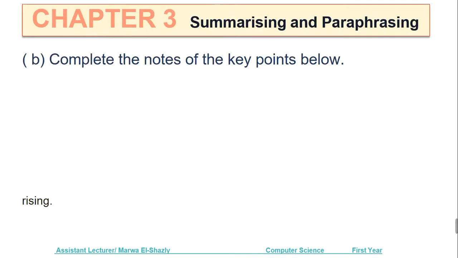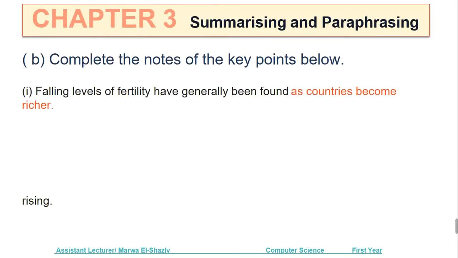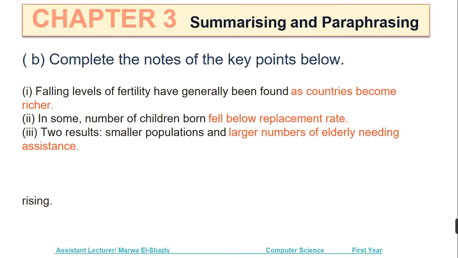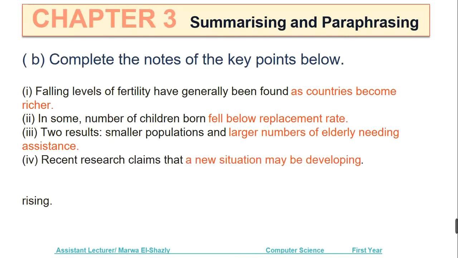Complete the notes of the key points below. Number 1, falling levels of fertility have generally been found as countries become richer. In some number of the children born fell below replacement rate. 2 results: smaller populations and larger numbers of elderly needing assistance. Recent research claims that a new situation may be developing.